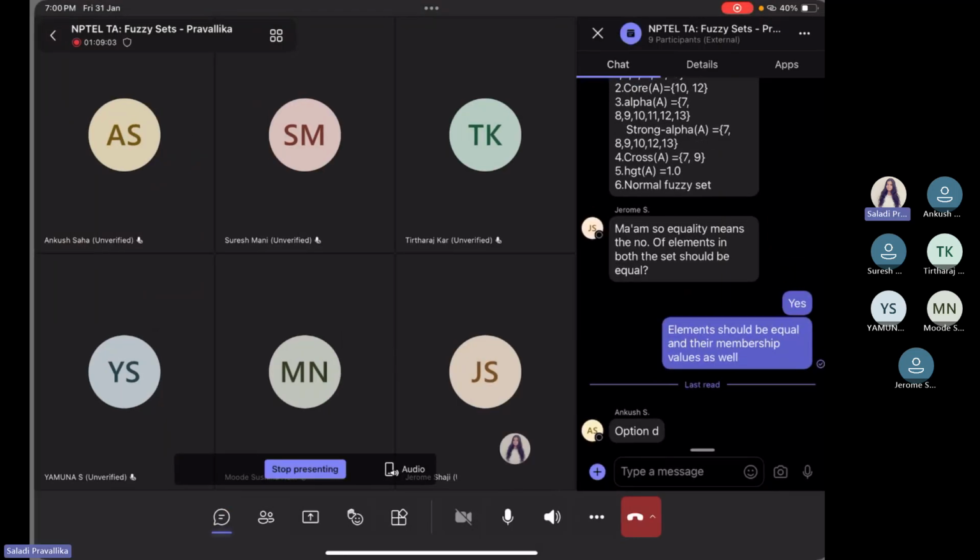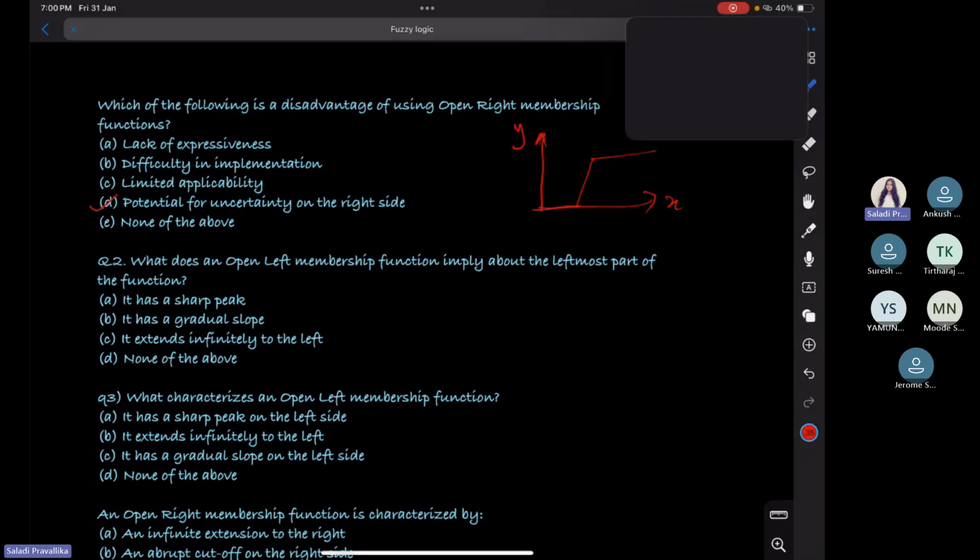Option D is right. So the answer is option D because the open right membership function extends infinitely to the right, which can lead to uncertainty in setting the boundary of the set, right? Hence, that is one of the main disadvantages of open right and also of open left. So the uncertainty will be on the left side for an open left membership function, whereas for open right, it is on the right side.